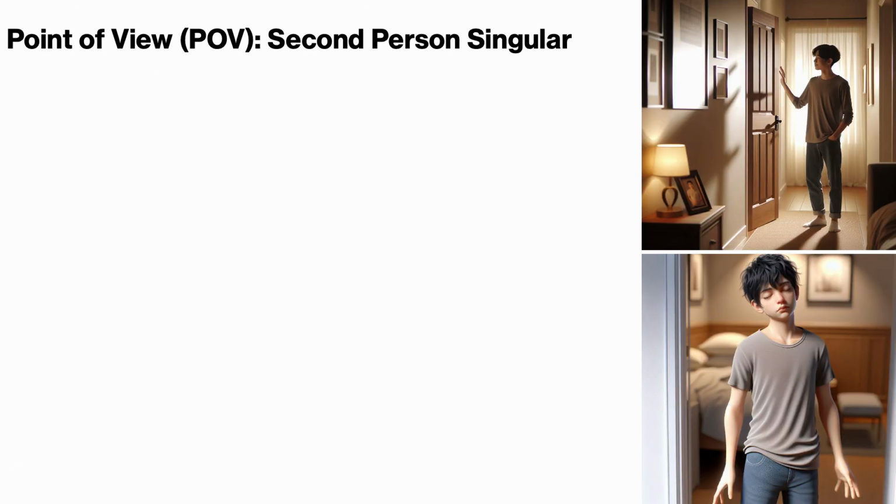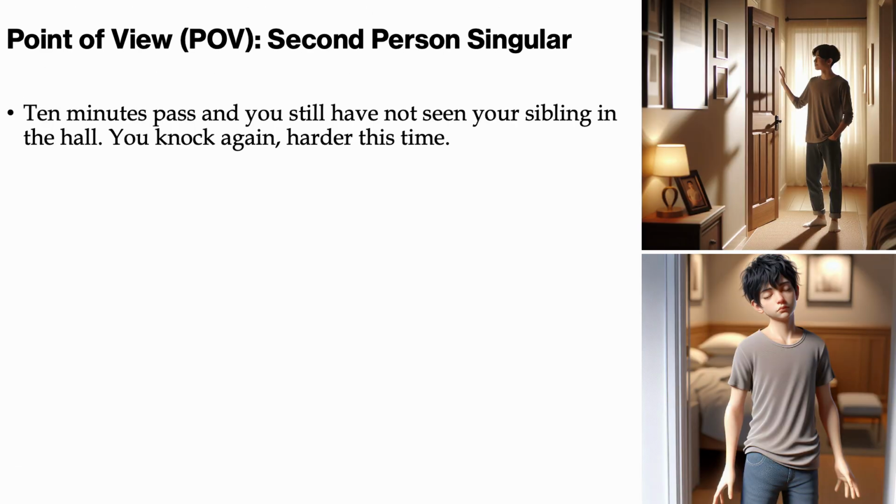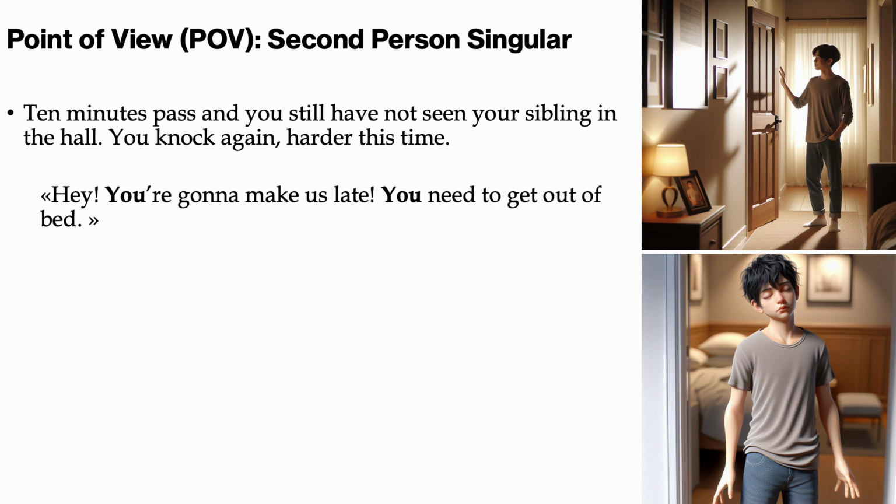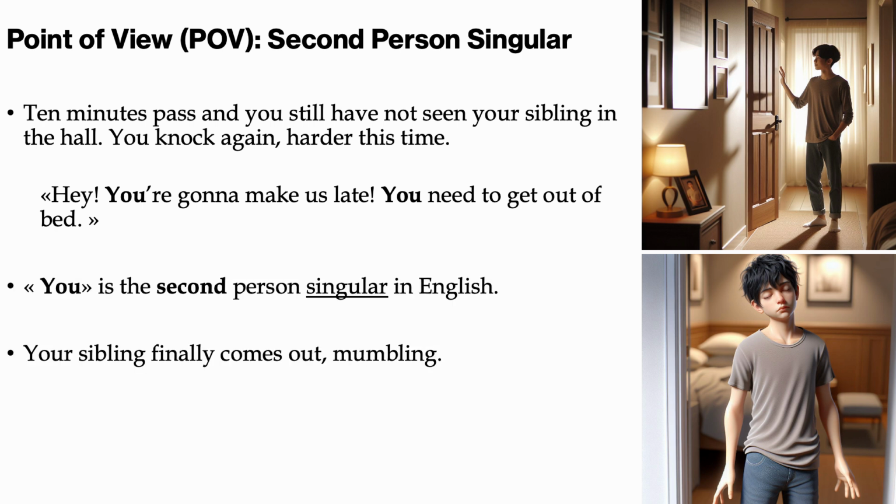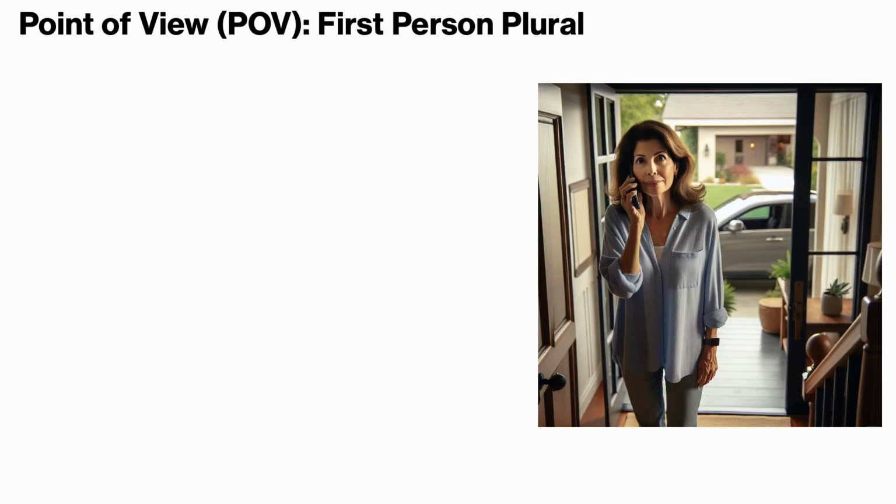Point of view, second person singular. 10 minutes pass and you still have not seen your sibling in the hall. You knock again, harder this time. "Hey, you're gonna make us late. You need to get out of bed." You is the second person singular in English. Your sibling finally comes out mumbling. "Fine, relax, I'm ready."